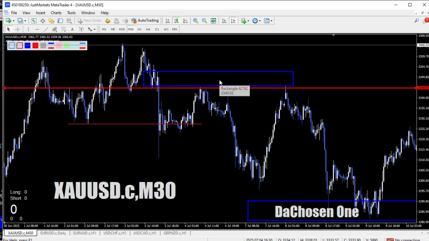This is a very, very powerful candlestick pattern, guys. If used properly and correctly, it has a win rate of 80 to 90%. Every time your setup has this kind of entry, it has an 80 to 90% chance of going in your direction.